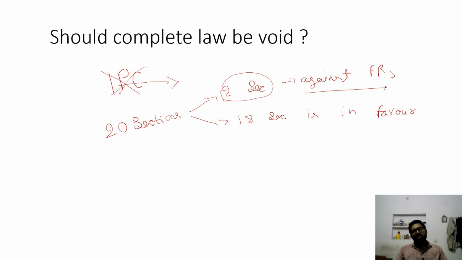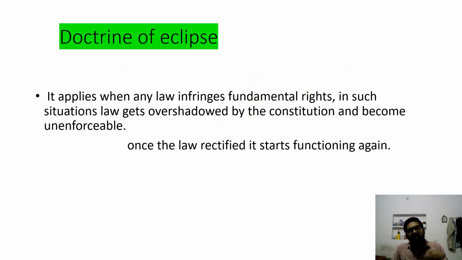Okay, now to protect this IPC, to protect this kind of thing, we have a doctrine. And what is that doctrine? That is the doctrine of eclipse. Just try to understand very carefully. The doctrine of eclipse says that if any law infringes fundamental rights, in such situations, the law gets overshadowed by the constitution and becomes unenforceable.